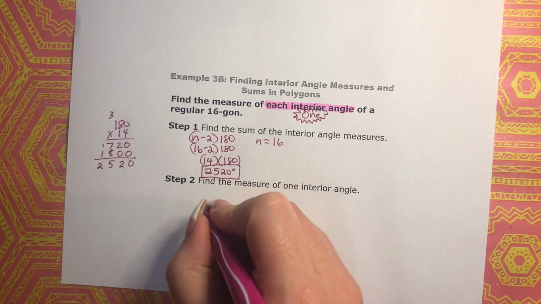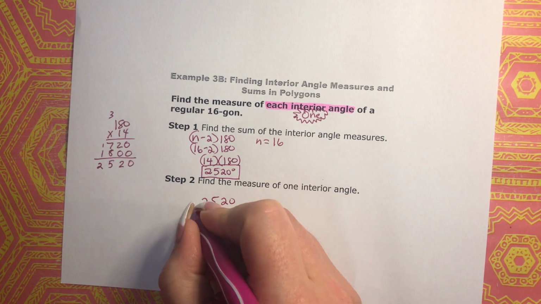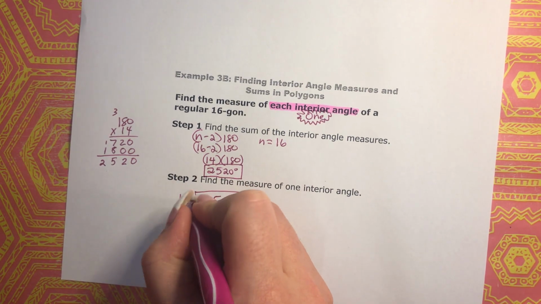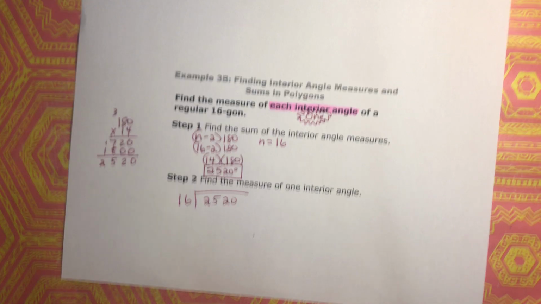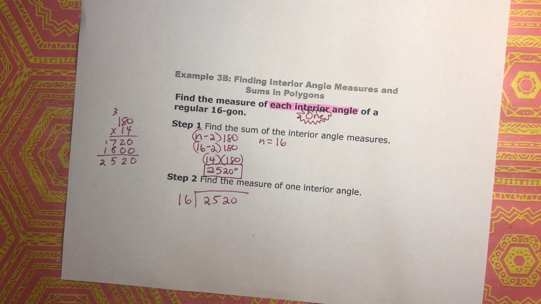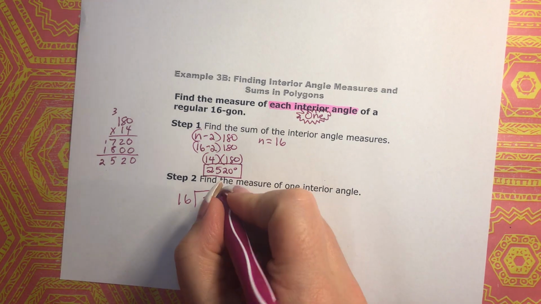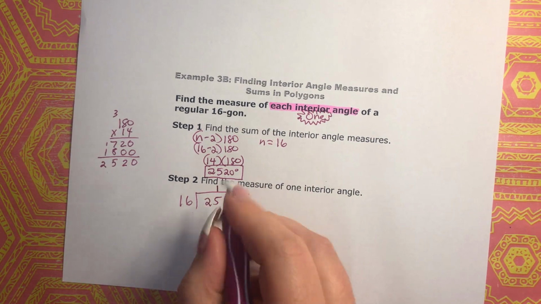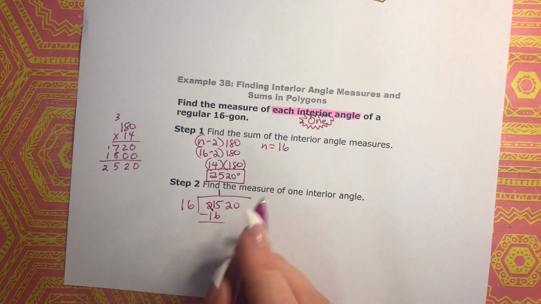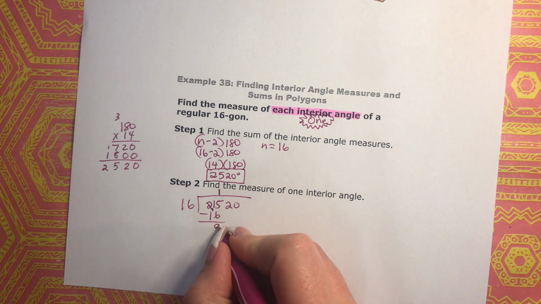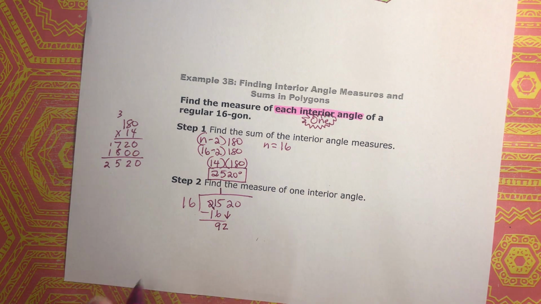So we're just going to divide this by 16. 16 doesn't go into 2, doesn't go into 25, but it does go into 252. I just don't know how many times. No, 16 goes into 25. I'm tripping. One time. 1 times 16 is 16. Yeah, 15 minus 6 is 9. Okay. 16 goes into 92.